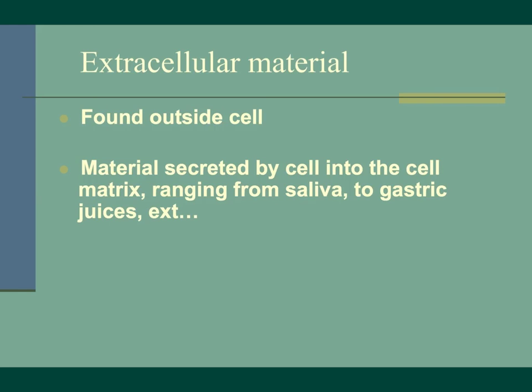Additionally, extracellular material can be associated with the cell. This is material that's found outside of the cell. It can be secretions by the cell, such as saliva or gastric juices, etc. And we'll discuss more of this on a future video.